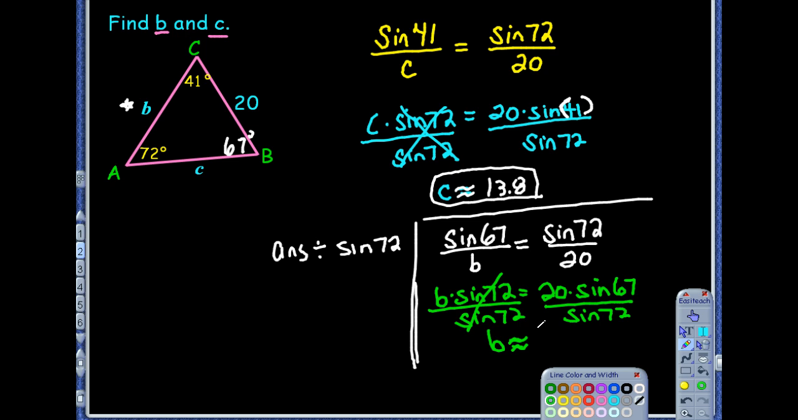And again, I would encourage you to take 20 sine of 67 first and hit equals. That's going to give you 18.4 something. Don't write that down, but then hit divide by sine of 72, and that's going to give us about 19.4. Okay, you get the idea?